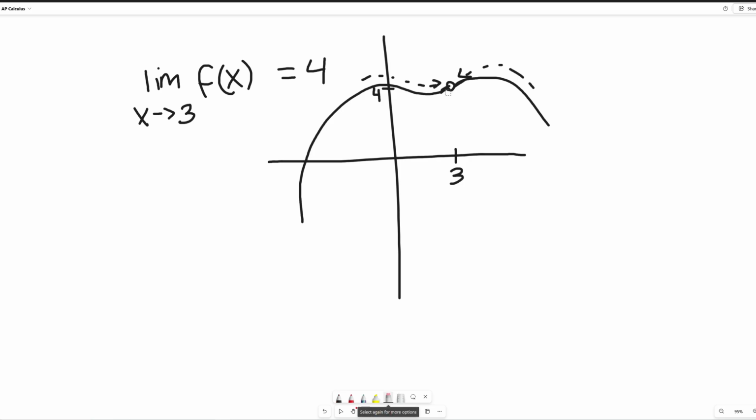However, if this function, let's say, went like this, and you had another hole here, now when you look at it from different sides, you'd have y equals 4 on this side, but then when you look at it coming from the right, y equals 6. So the limit here wouldn't exist.